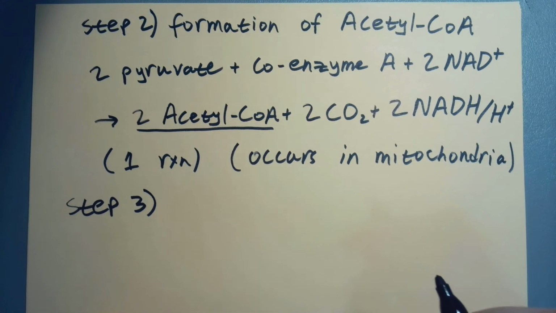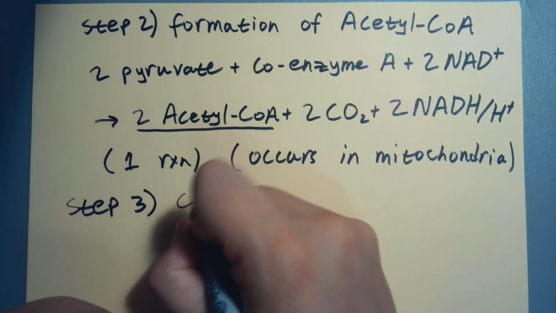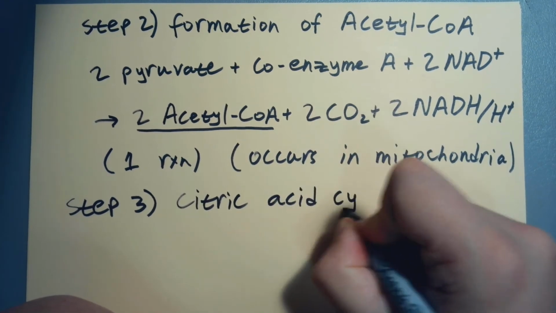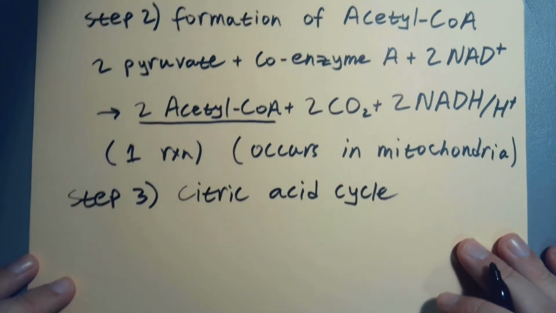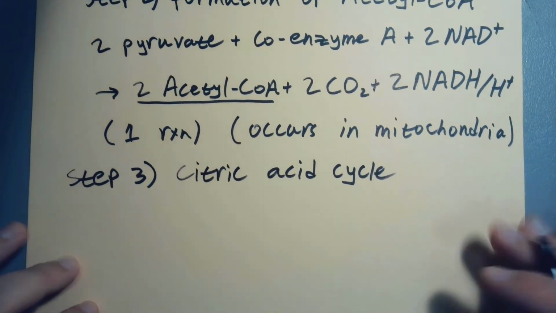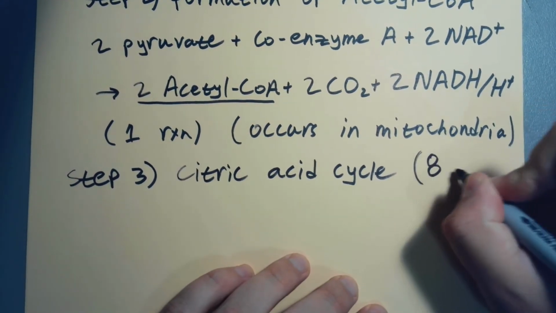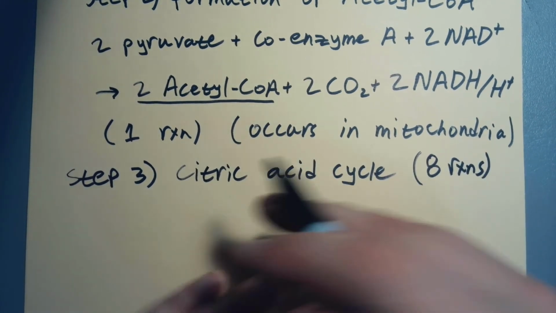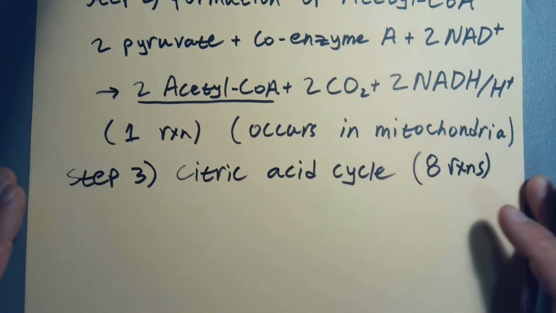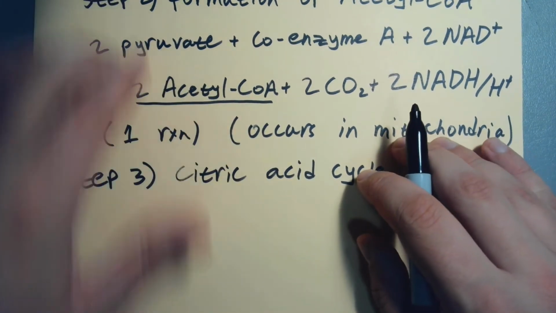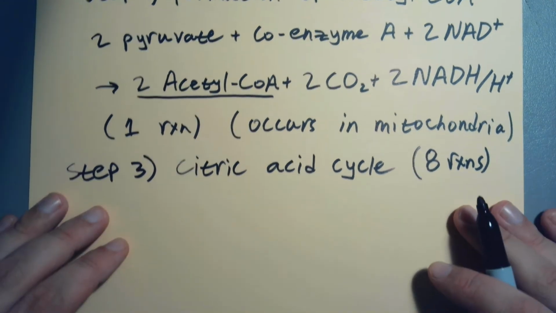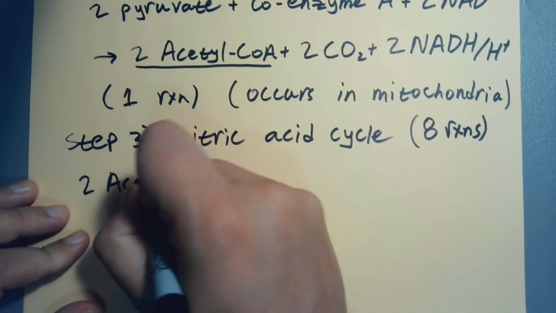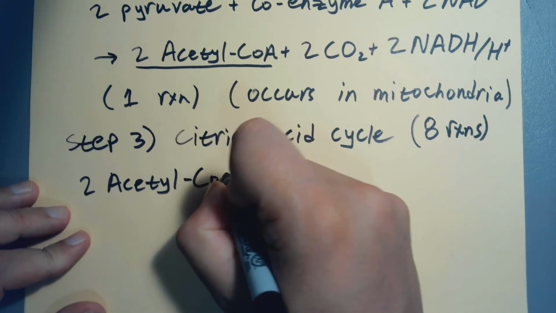Now, let me get the name on here. Citric acid cycle. Okay. And this is 8 reactions. And it is a cycle. That's why it's always drawn as a circle. It feeds around and around and around. So there are different contributors and stuff. It can be pretty complicated. And everything, by the way, from step 2 on is going to occur in the mitochondria. I'll remind you of that step by step. But we're definitely going to start with our 2 acetyl-CoA, right? Because we're just tracking the carbon. We're just following the carbon.